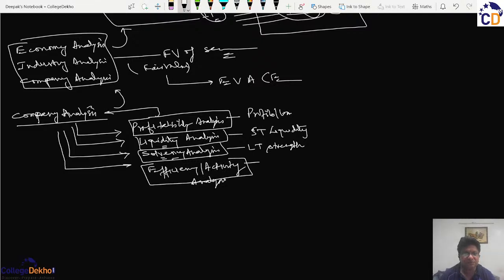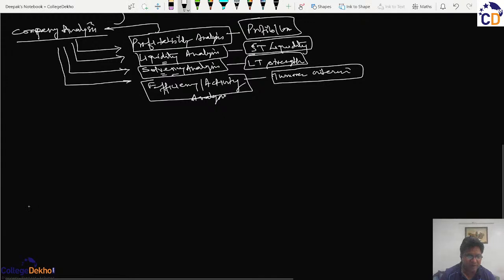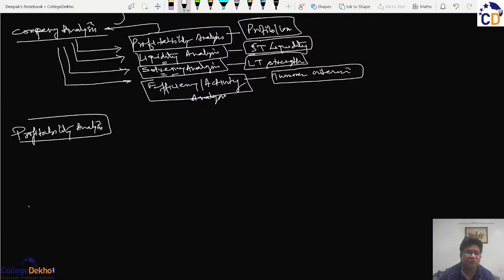This is measured through the turnover criterion. Turnover is not the sales criterion, it is the speed or efficiency of performing a function. So we have to analyze a company on all different parameters, and today we will focus primarily on the profitability analysis, because we will have only this much time in this session, and the other analysis will be taken up in another session on a similar topic in the time to come.